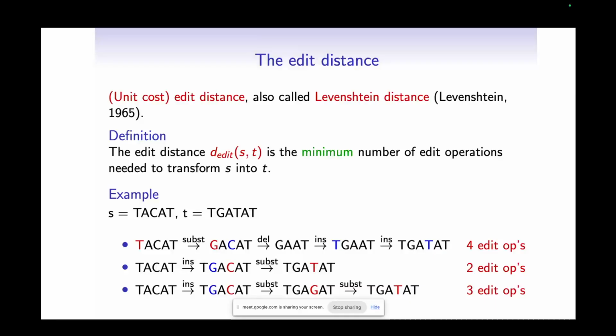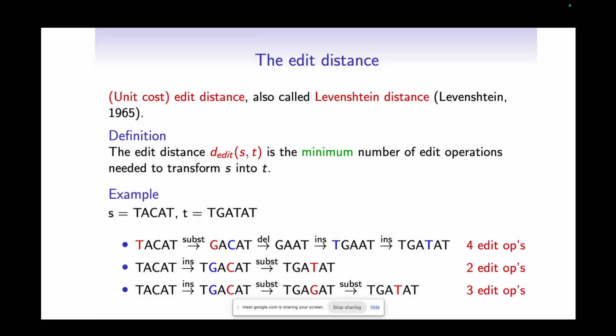Out of the three, the lowest is for the second case, where you can do just 2 edits, and you move from one sequence to another. So as edit distance is defined, it is the minimum number of edit operations. So out of the three, the second one is chosen, and basically it is defined that between S and T, the edit distance is 2, right?